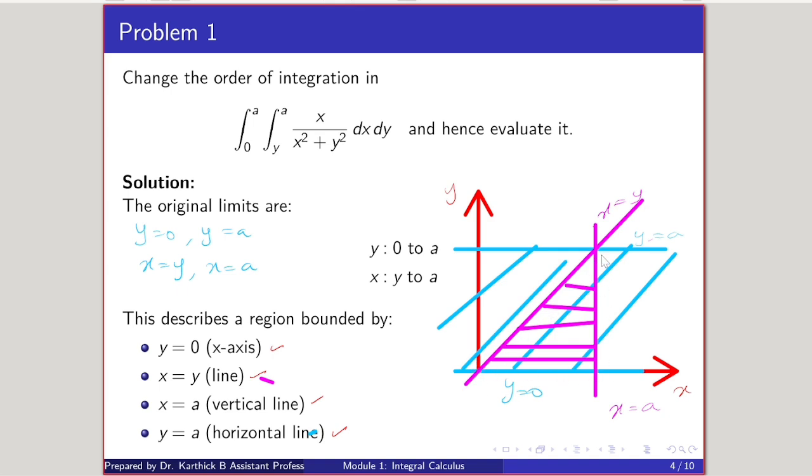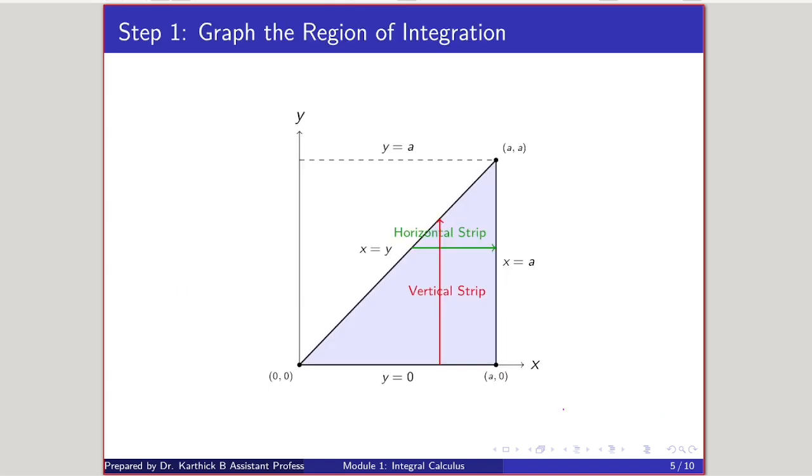So within this region we want to evaluate the given function with respect to the variables x and y. This will be the clear version of the graph. Here this is the line x equal to y, here it is x equal to a, here it is y equal to a, and here it is y equal to 0. So with the four equations we have plotted a graph, and this will be the common region.